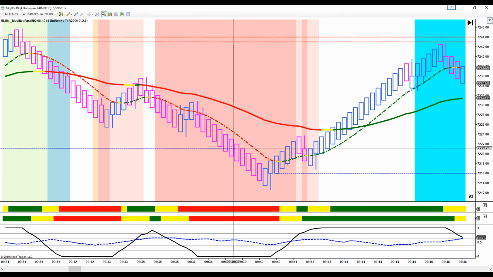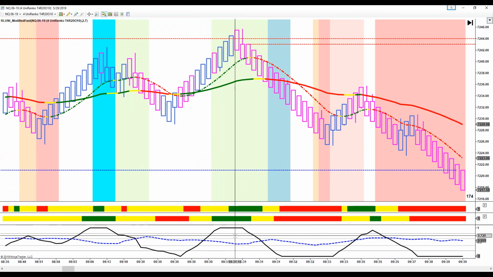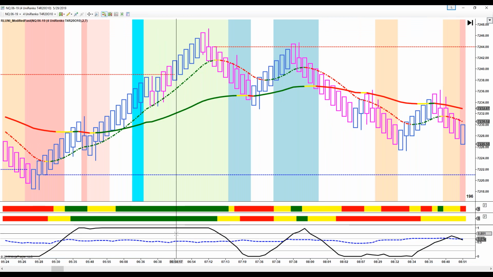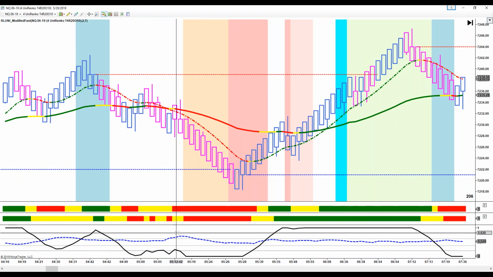Now, right here is a tough trade because you've got fractal, you've got volatility really kind of rising. So I'd be a little bit concerned about that trade. You really want everything with you. Now, here's, again, volatility is really not perfect. Here's your great trade, right here.